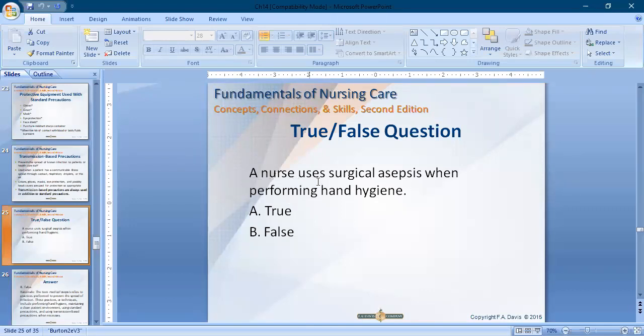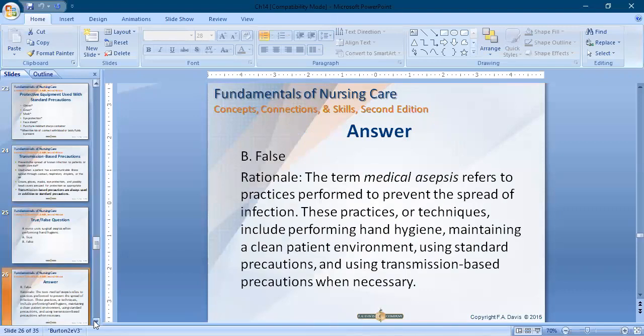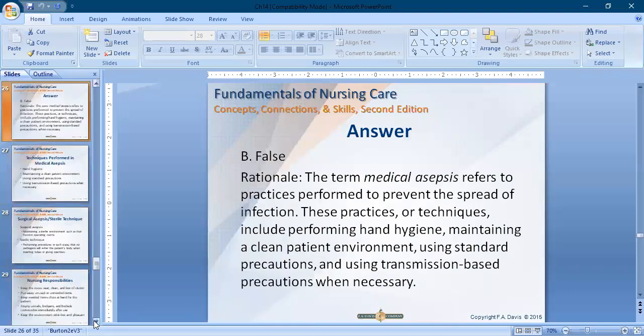A nurse using surgical asepsis when performing hand hygiene. True or false? Go and read what they are saying.